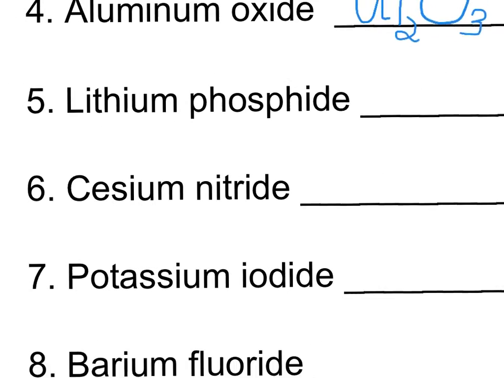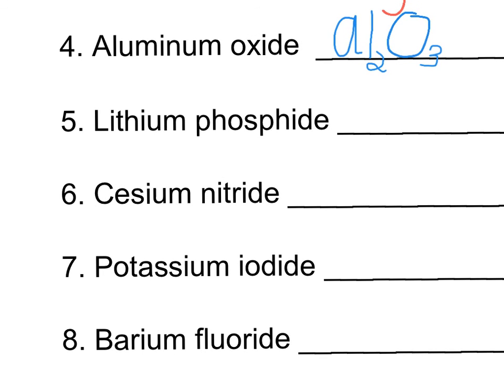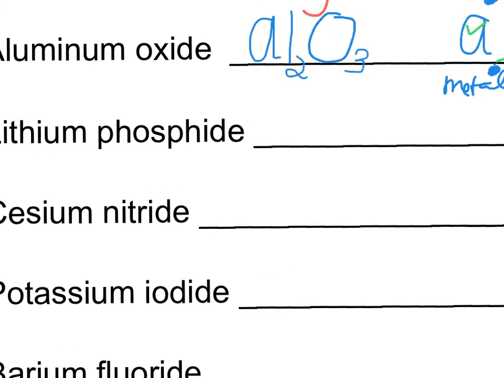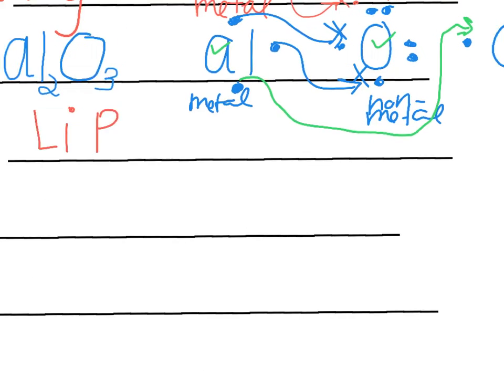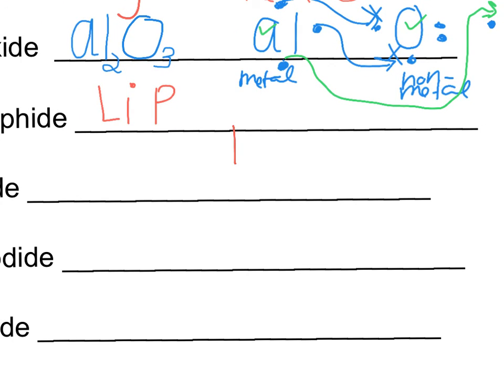Alright, let's try one more for this part 1. Lithium phosphide. Lithium. I'm looking for lithium. Li. Phosphide. You wouldn't be able to find phosphide, but you would be able to find phosphorus. And it is just P. Let's move over again. So I know Li, it's on the left side. It's my metal. And phosphorus is on the right hand side. It's my non-metal.